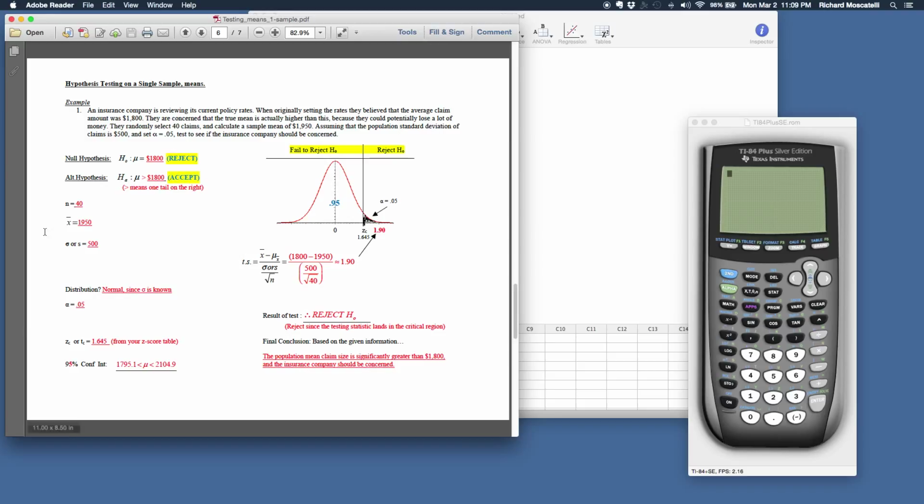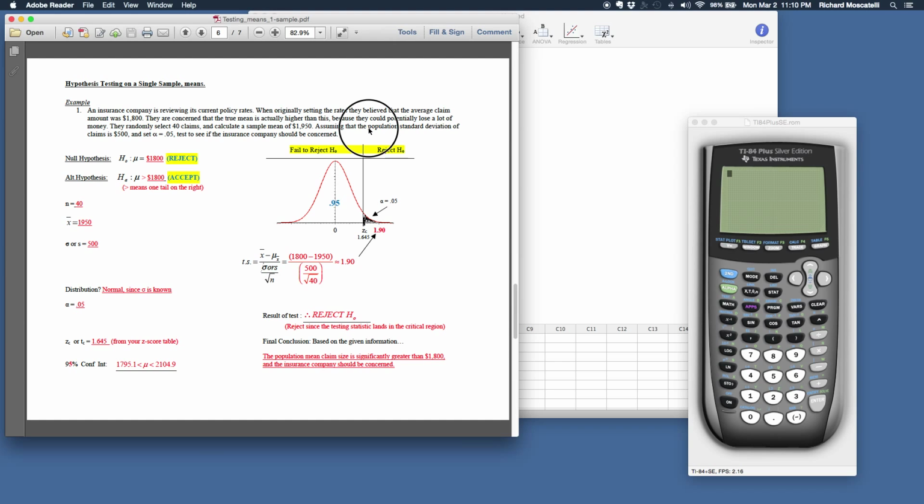Now this template right here is good for both testing means for one sample of data using the normal and the t-distributions. It does both at once, and that's why you see things like over here it says sigma or s. It asks you what's your distribution, normal since sigma is known. In the testing statistic formula, notice right here it says sigma or s. Obviously you're not putting two things in there. You're either putting sigma if it's given to you or s if it's given.